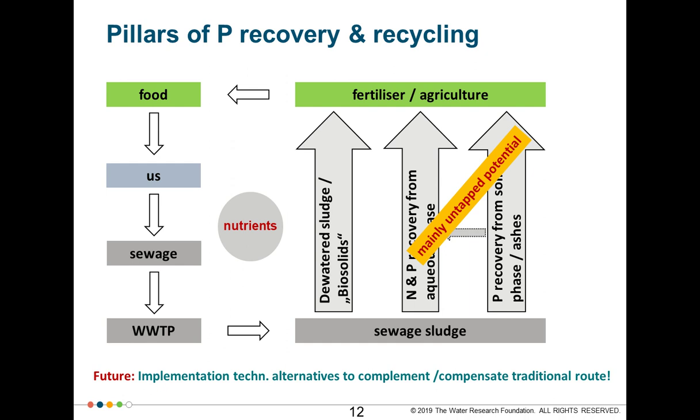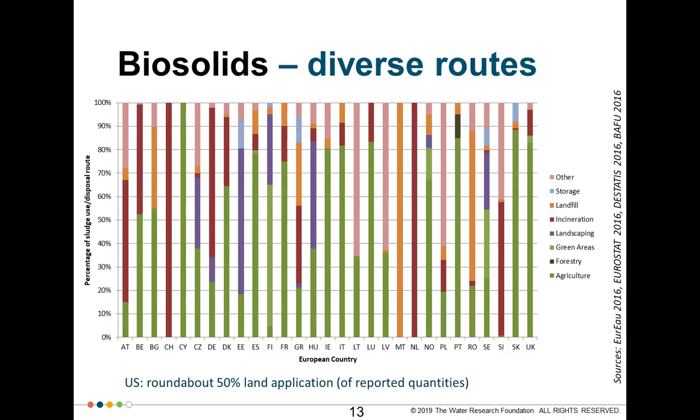There you can look at the liquid phase of the sludge or the solid phase of the sludge, mainly represented by ashes. Once the left pillar is phasing down or even out in some countries, you have to go the other routes to keep the P recovery and recycling potential up and running. And now the challenge is really to make the shift from discussing alternative routes to actually implementing them on the market.